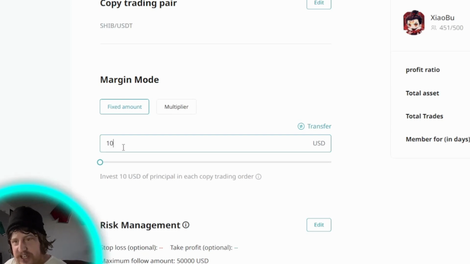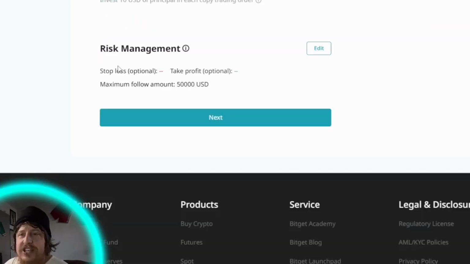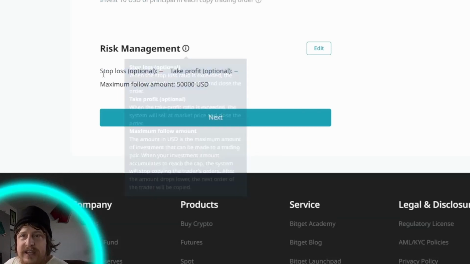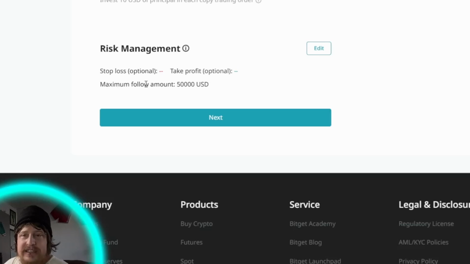Let's just go ahead and put $10 there, and then you can go down to the next section that says risk management, where you can tell it what you want your stop loss to be, take profit, and it tells you the maximum follow amount is 50,000 USD.